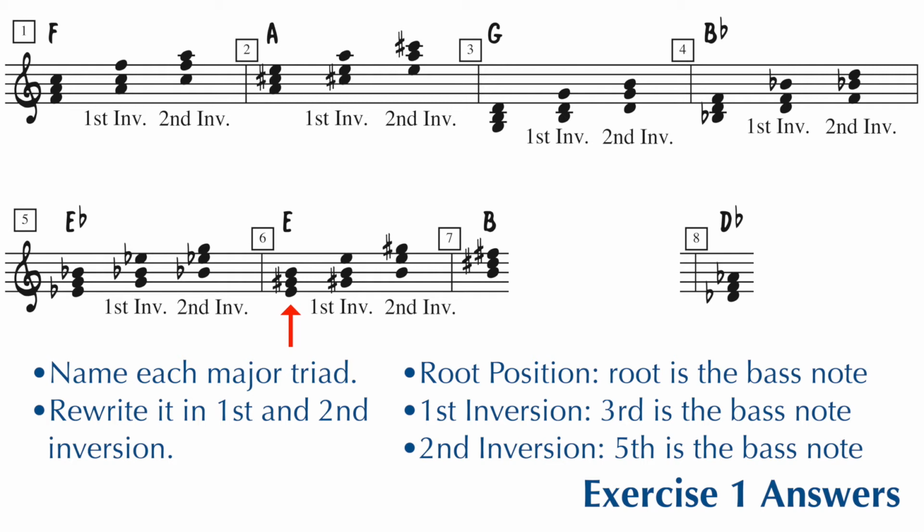That leaves the B in the bass, or as the lowest sounding note. The B is the fifth of the chord, so we're in second inversion. You should be looking at B, E, G sharp. Number 7 is a B major chord.